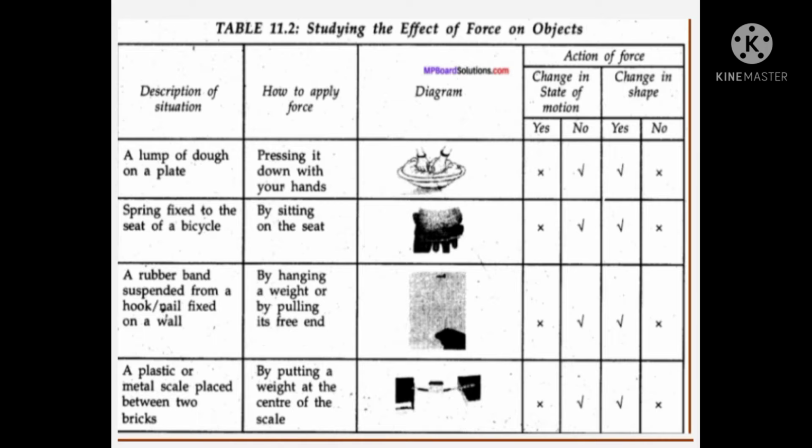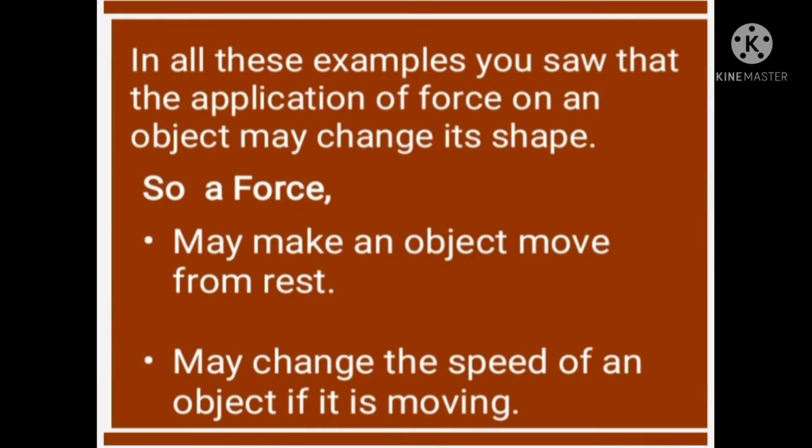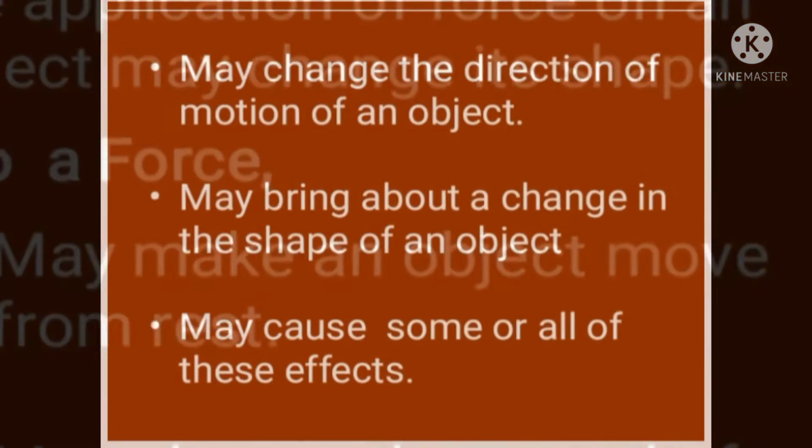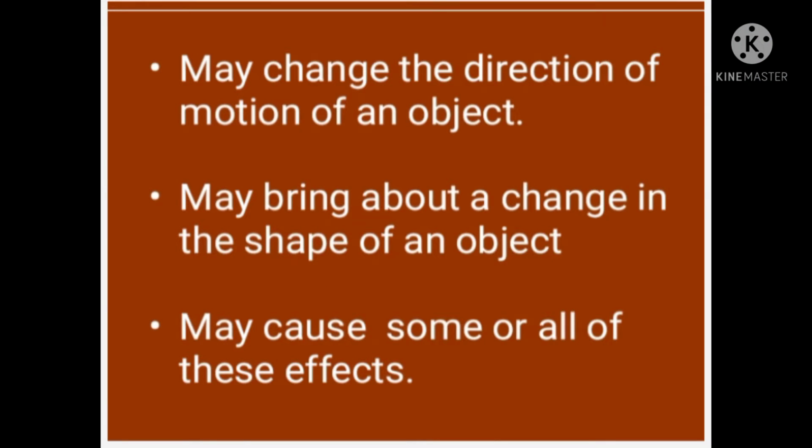You can observe the same action of force in other situations given below. In all these examples, you saw that the application of force on an object may change its shape. Having performed all the above activities, you would have realized that a force may make an object move from rest, may change the speed of an object if it is moving, and also a force may change the direction of motion of an object, may bring about a change in the shape of an object, and also may cause some or all of these effects.